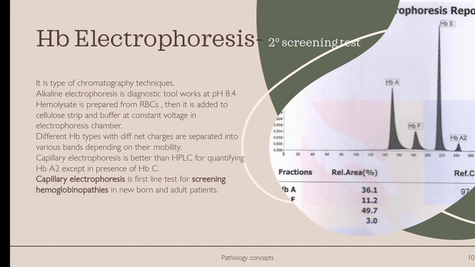Another technique is capillary electrophoresis. It separates the proteins in an untreated fused silica column reliably. This method has 8 parallel fused silica columns where multiple samples can be analyzed. The reference range for HbA2 is adopted to be 2% to 3.2%, and less than 0.8% for HbF. In the presence of different hemoglobin variants, capillary zone electrophoresis is better than HPLC for quantifying HbA2, except in the presence of HbC.